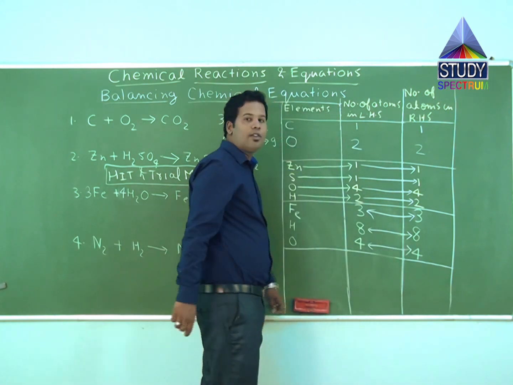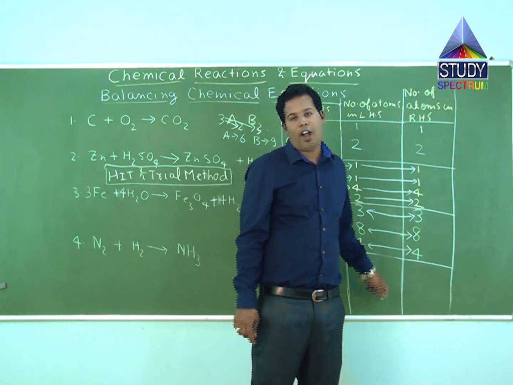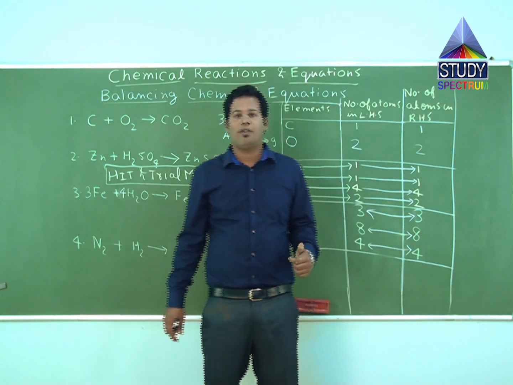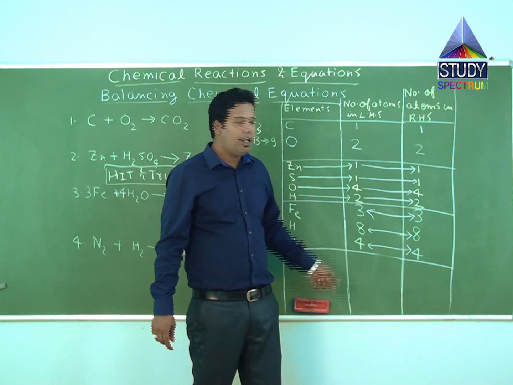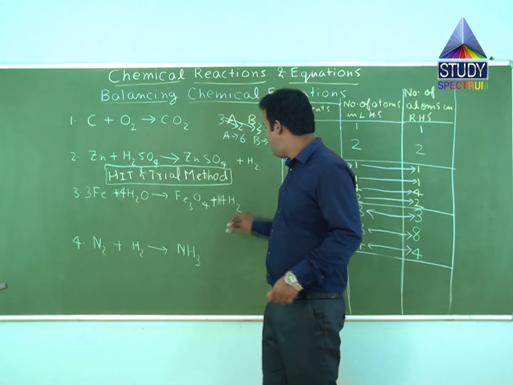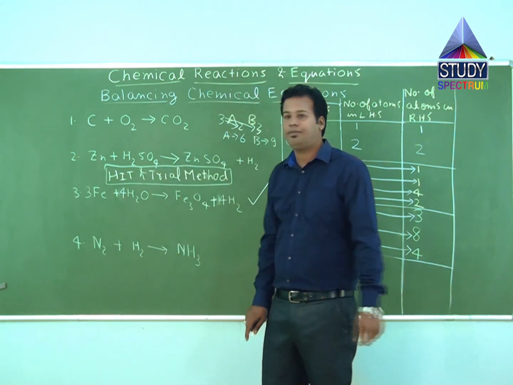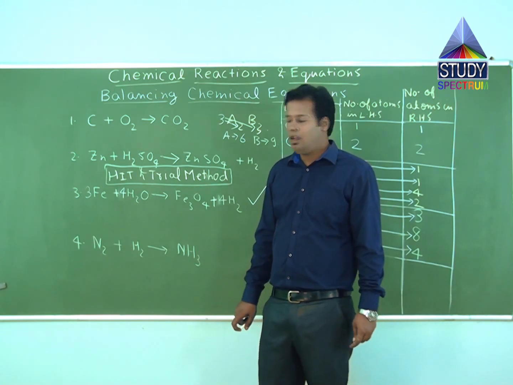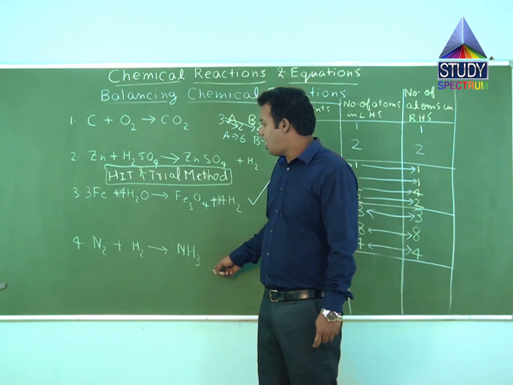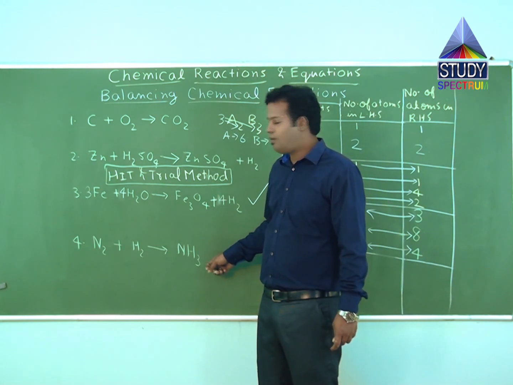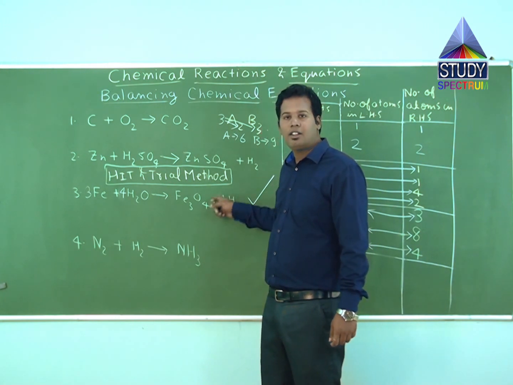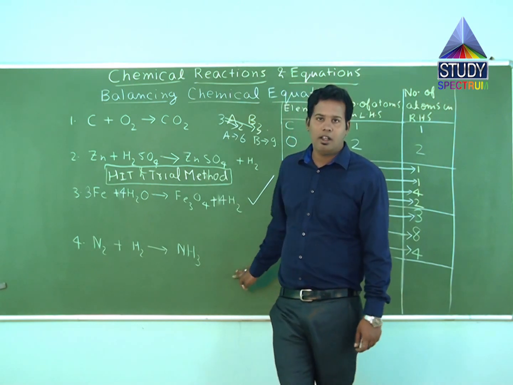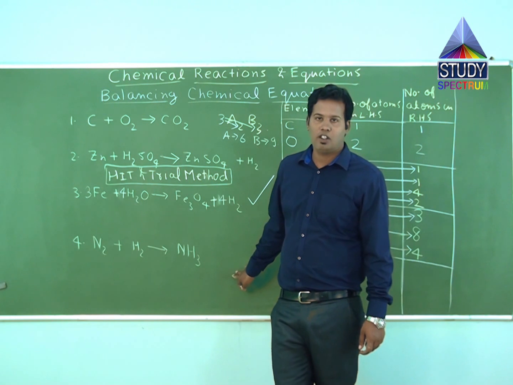Since the number of atoms of each element in LHS is equal to the number of atoms of each element in RHS, it means the reaction is balanced. This reaction is balanced. So this is how you balance a chemical equation. Now let us understand this balancing of chemical equation with another example, and in the same way understand that if this reaction is balanced, then it follows conservation of mass.